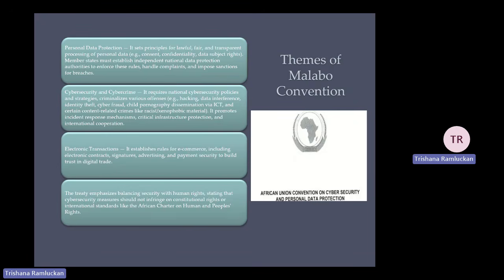Cybercrime and cybersecurity, it requires national cybersecurity policies and strategies. Now, this provides penalties, for example, hacking, data interference, identity theft, cyber fraud, child pornography, and so on. Your electronic transactions, it establishes rules for e-commerce, including electronic contracts, signatures, advertising, and payment security to build trust in digital trade.